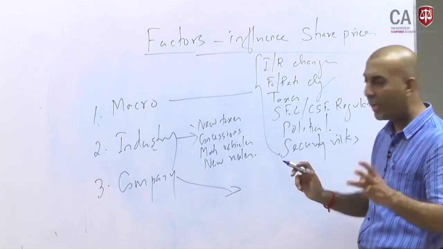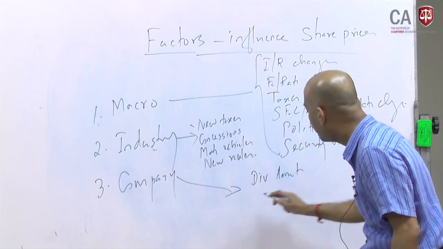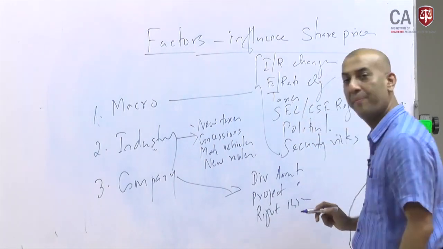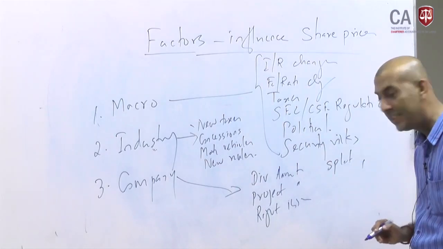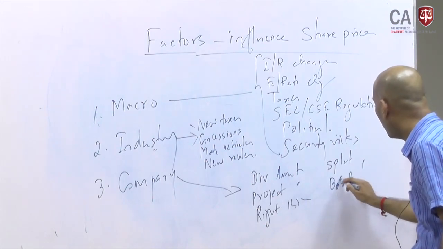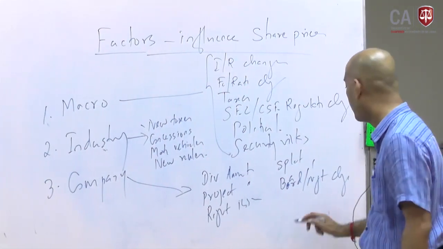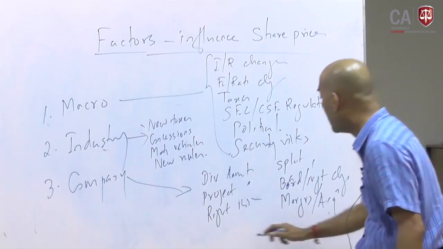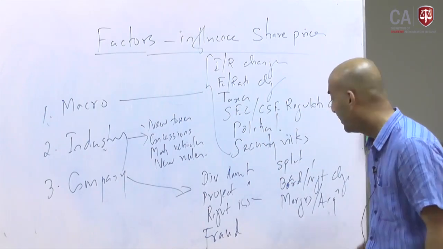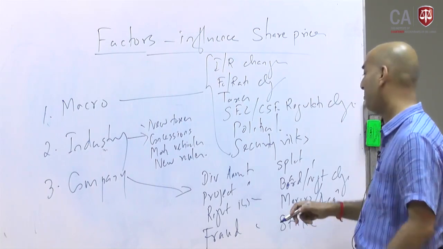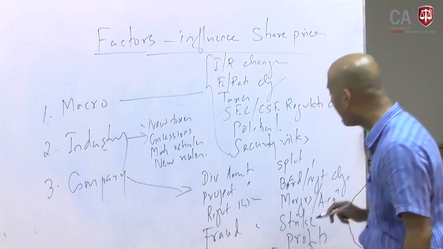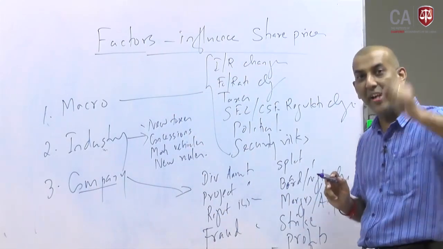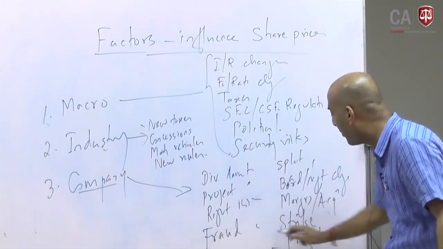Company. Specific to a company, there are various factors. Starting from your dividend announcement, new project announcement, you might go for a rights issue, you might have a splitting of your shares, your company board or management change, your company agreeing to go for a merger or acquisition, your company going through a fraud, your company having a strike, and your company announcing the profits. All these factors you can add on further. All these factors are specific to a company. So those specific companies' share prices will change up or down, depending on the information.